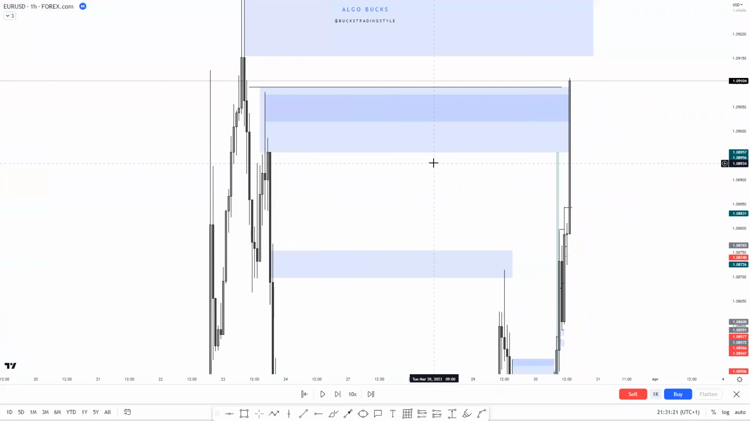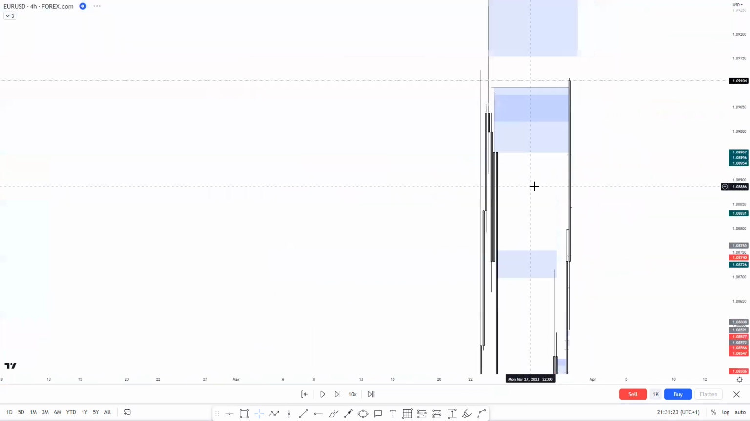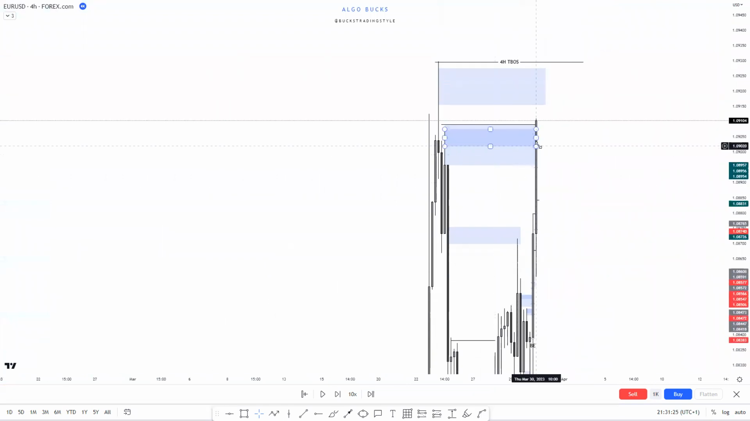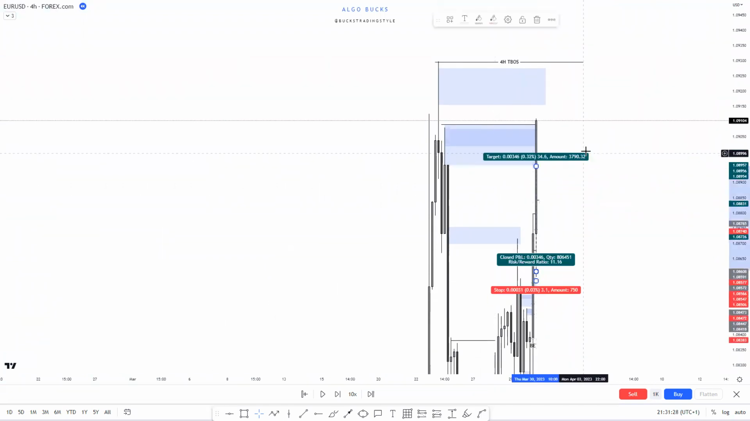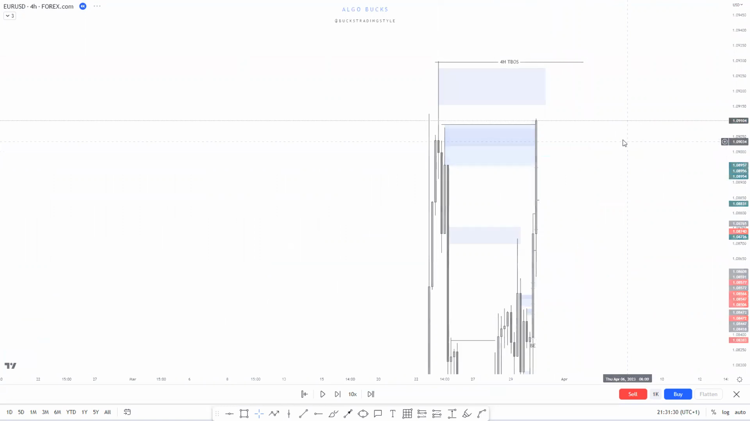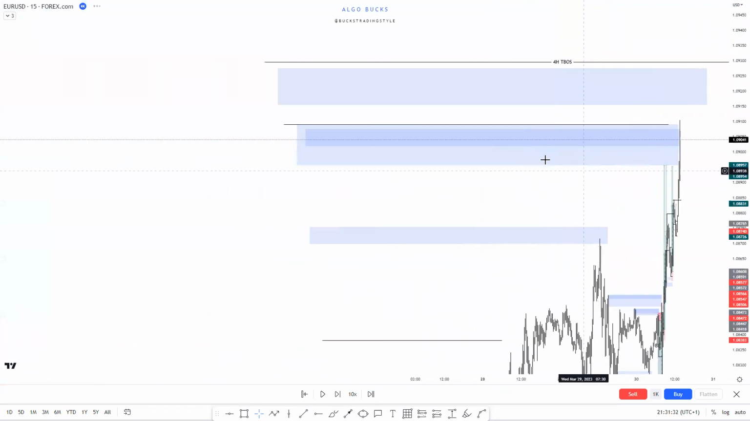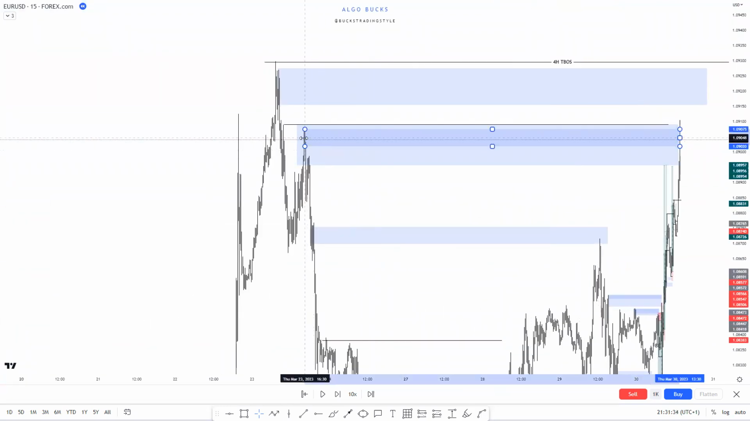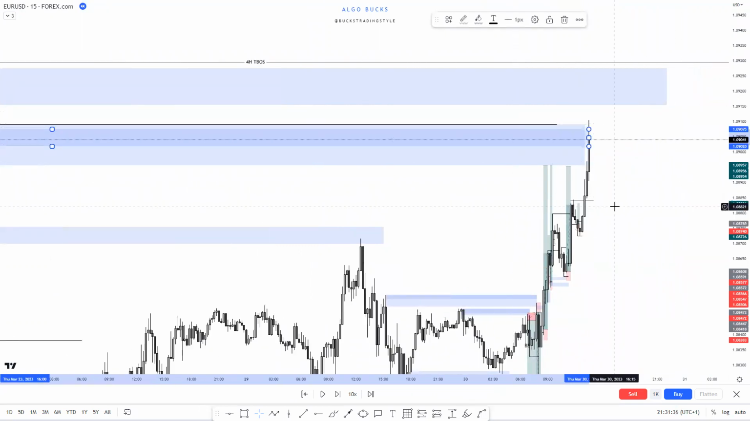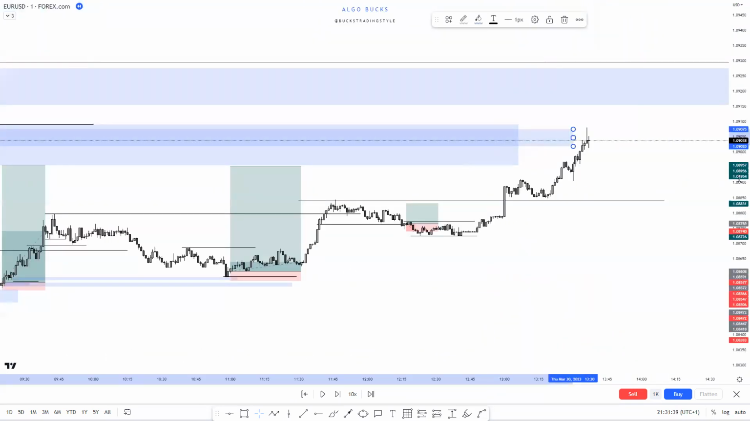Okay, you can see, right? This was the 4 hours POI. This one was the 4 hours POI. So price is inside of the 4 hours POI. And this right here was the 15-minute point of interest. So overall, we are inside of the 4 hours point of interest.